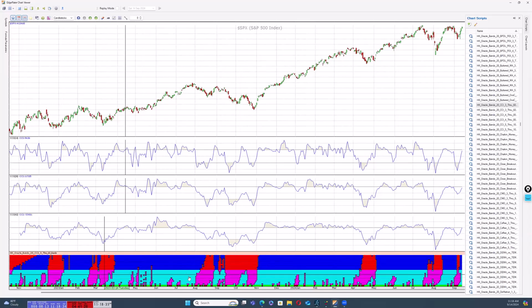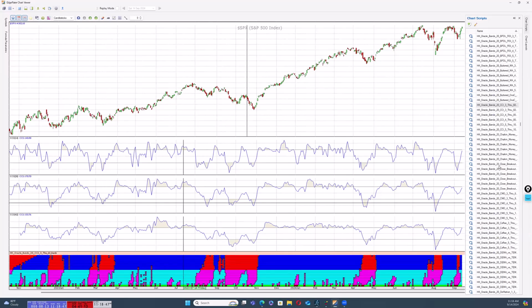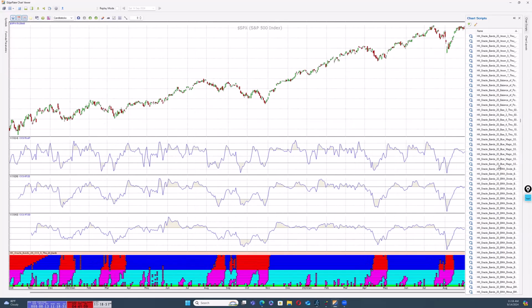So that's how I designed these Oracle bands, whether they're called binary or rank. That's how I trade or created an indicator. Just something to look very quickly at. Some of the other ones that I end up doing.